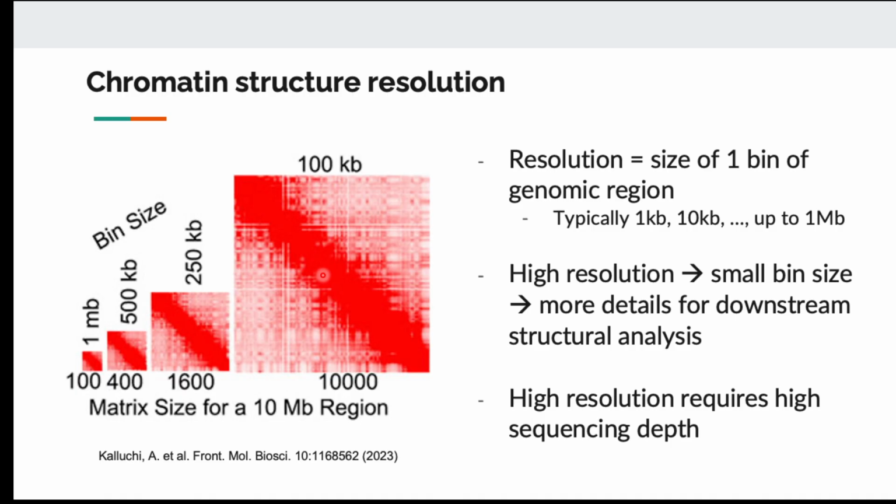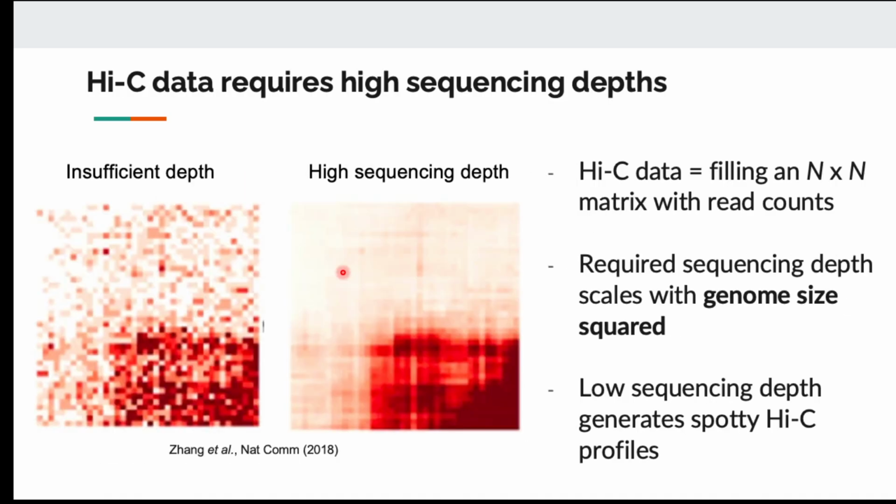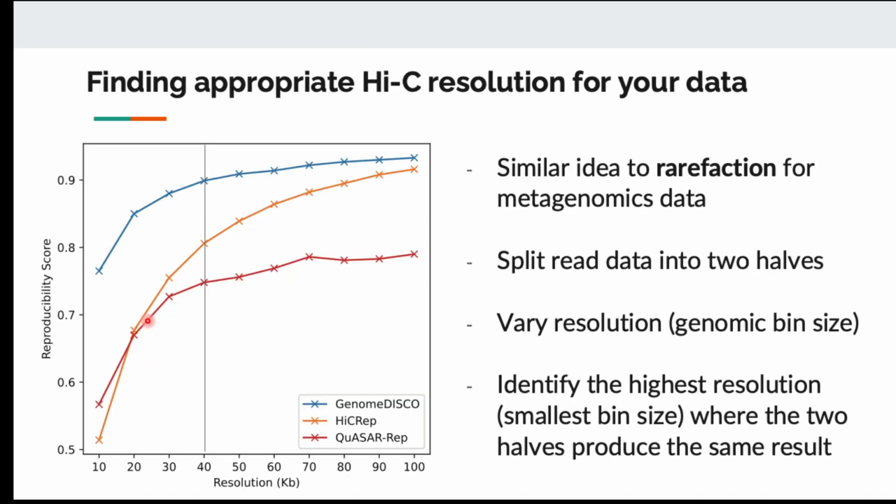If your data is good enough, if you have high enough sequencing depth, you're going to see similar pictures from the two halves of your data. But if you don't have enough sequencing depth, your data is going to be very noisy, and you will not get the same result from your two halves. So the idea for this step is to split your data into two halves, analyze it, and then compare the variation that you get between the two.